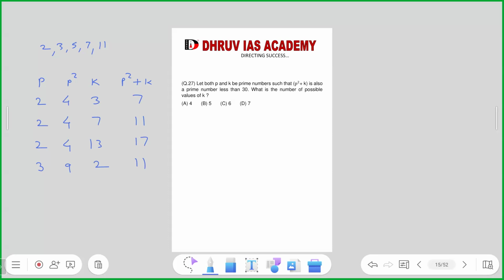Okay, the next prime number is p is 5. So it is 25. Now 25 plus, if you add 2 or 3 or 5, you cannot have a prime number there. So there will be only a few possible combinations. So 2, 4, 3, then 2, 4, 7, 2, 4, 13, 3, 9, 2. So there will be 4 such combinations here. So the correct option is 4.